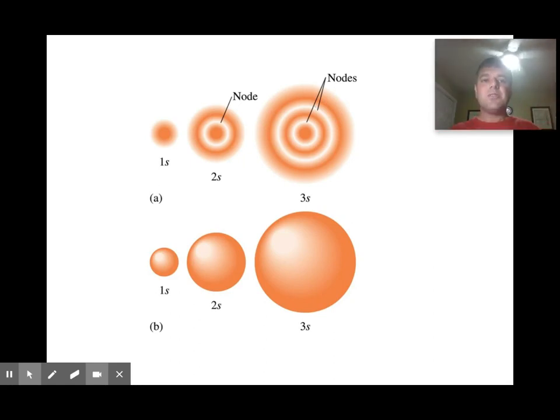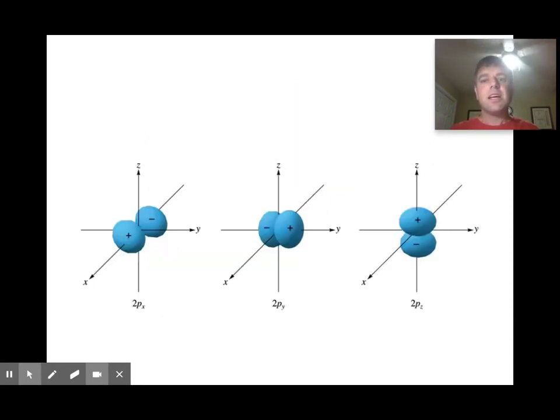These kind of stack on top of each other, like Russian nesting dolls, where you have a 1s, and then you also have the 2s on top of it, and the 3s, and also all the other orbitals in the atom. And what's interesting is the electron can go from one part of its orbital to another part, but it's never in the node, because electrons are weird. They can do stuff like that.